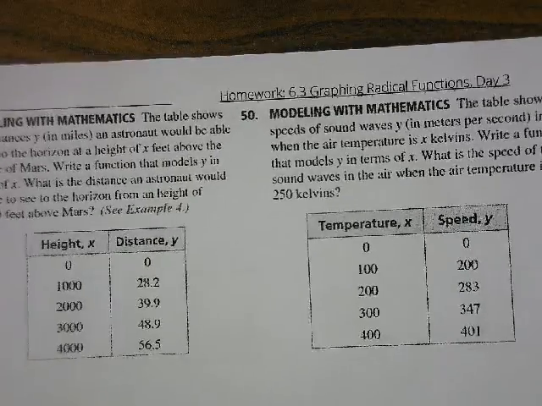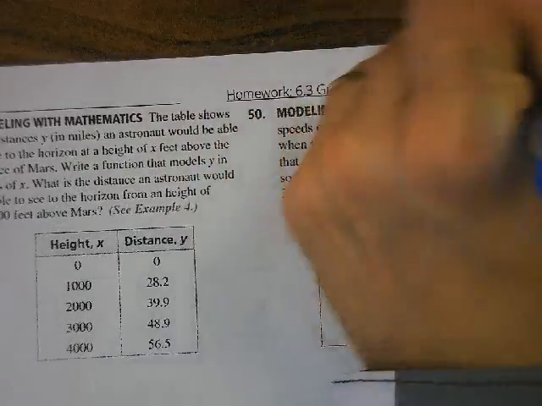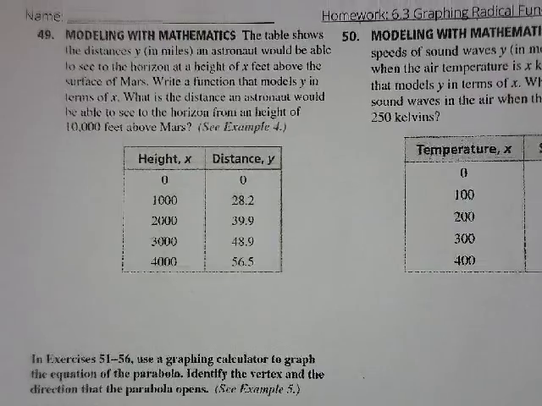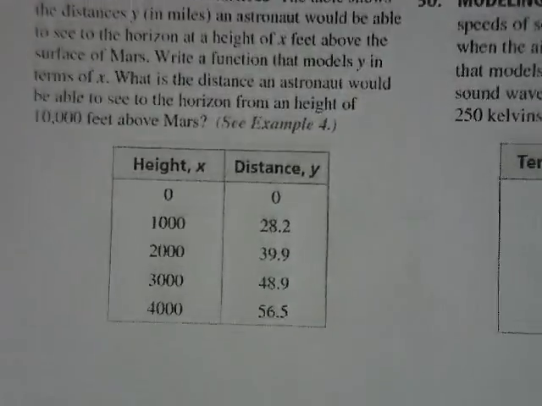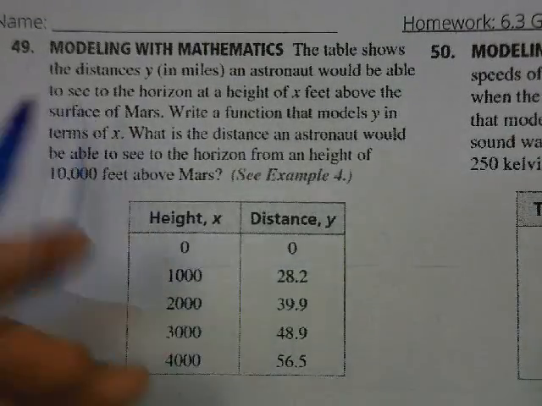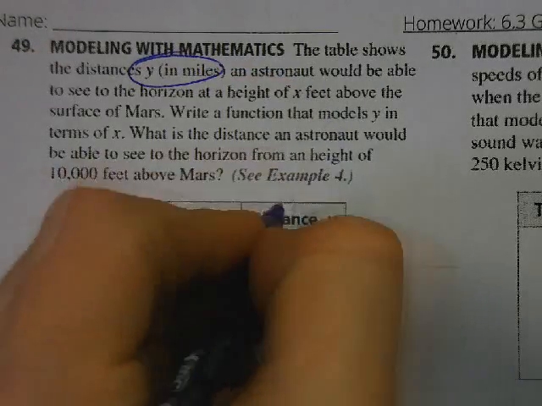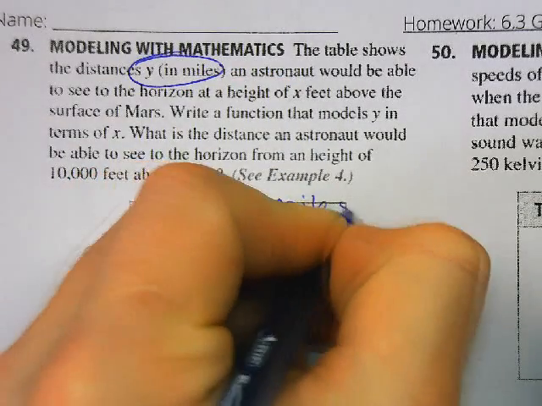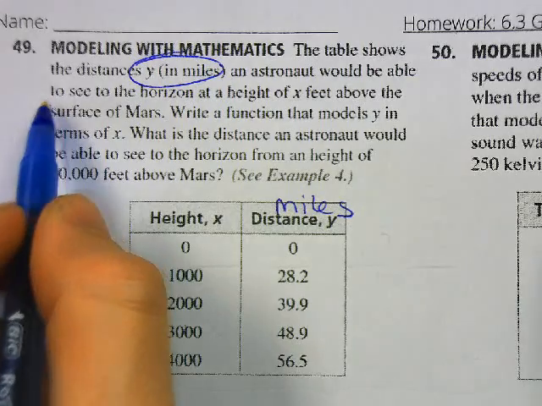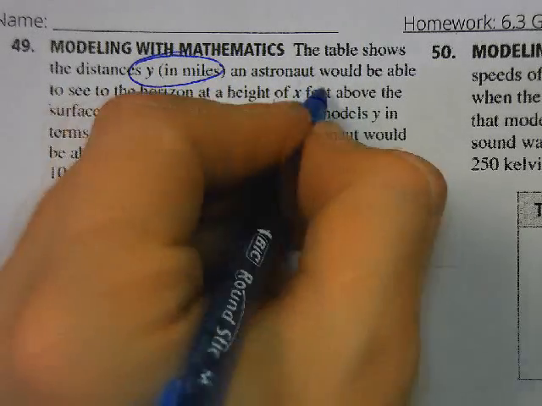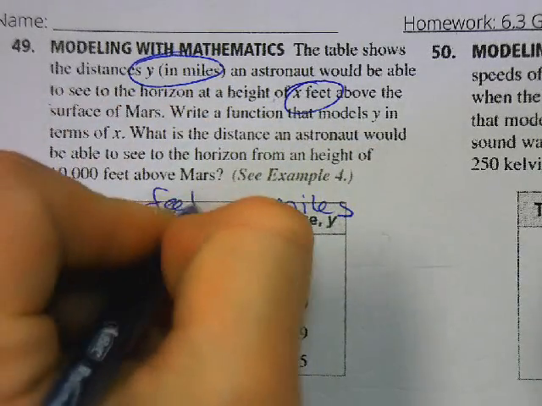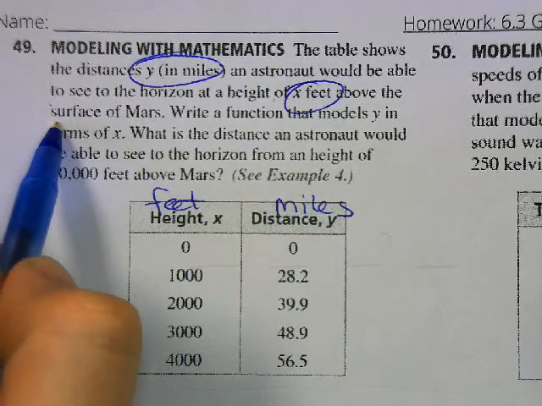Guys, so we're going to work through homework 6.3. This is day 3, and we have 4 problems to do. The first one is number 49. The table shows the distance, y is in miles, and as an astronaut, that's how far they'd be able to see. X is in feet on the surface of Mars.